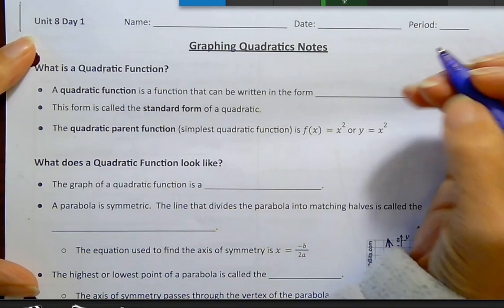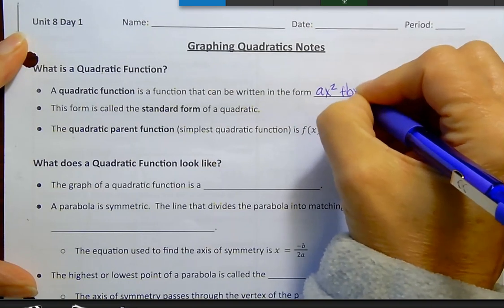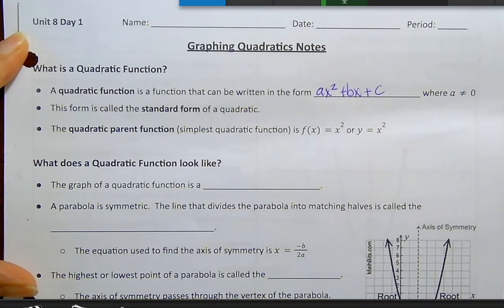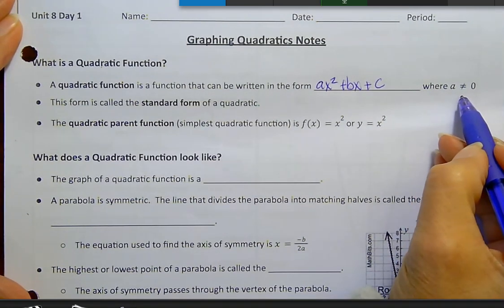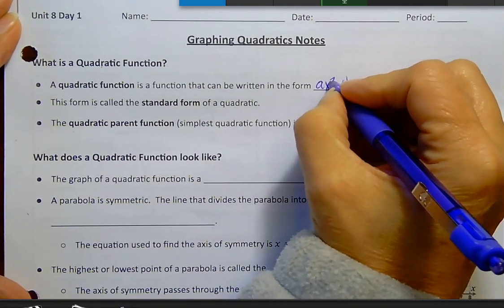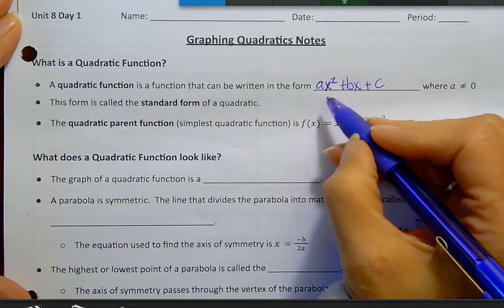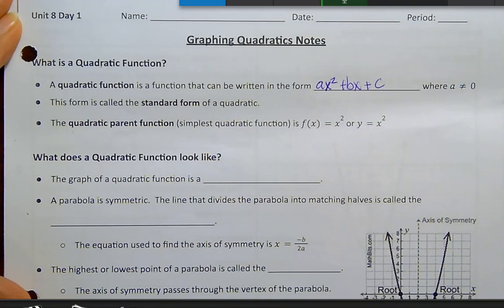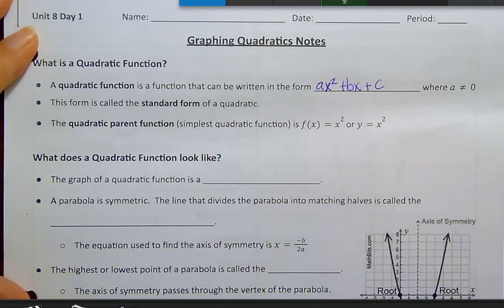It's a function that is written in the form ax squared plus bx plus c. All right, now there are some caveats. A cannot equal 0, because if a equaled 0, then we would just have bx and c, right? So you have to have some coefficient that's not 0 before your x squared. This is also called standard form, going in descending order of the exponent.